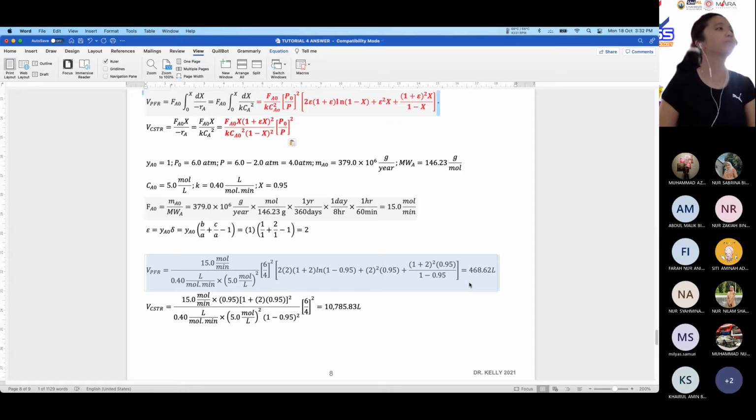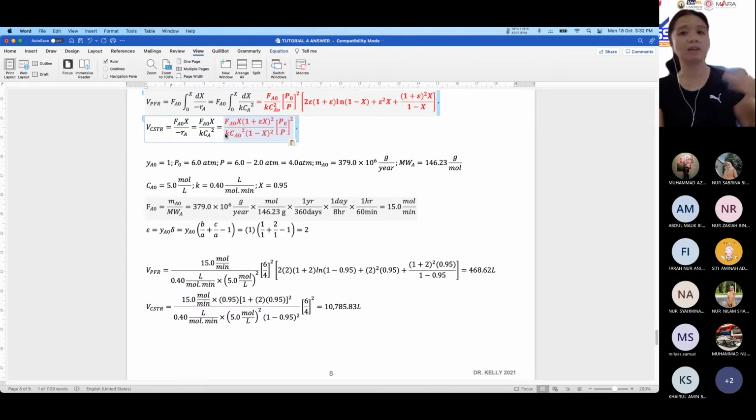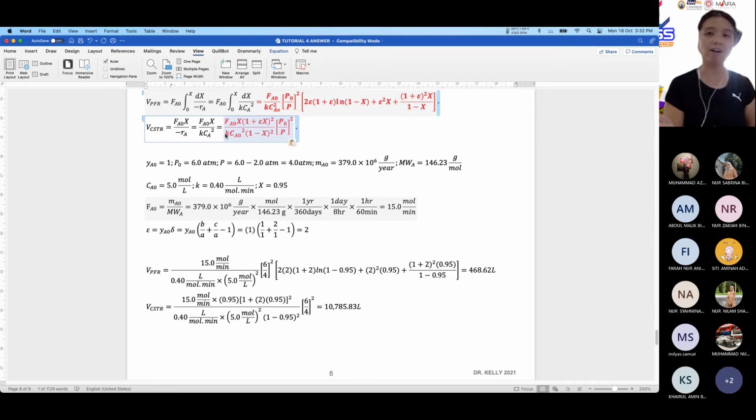Okay, so then next, CSTR. CSTR is the same, you look back at the notes. For CSTR, gas phase, minus RA equals KCA squared, and pressure drop. The fourth item you have to remember. The pressure drop equation is given in the form that I highlighted. So the information is all still the same. FA0 is the same, X is the same, K is the same, CA0 is the same, P0 per P is also the same. You replace, you will get the volume of your CSTR.